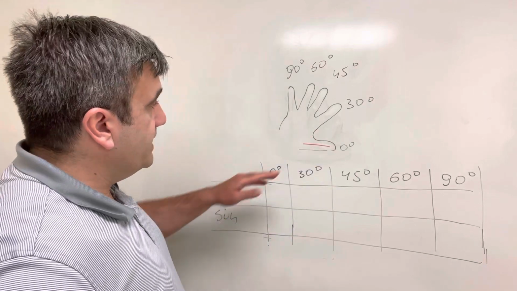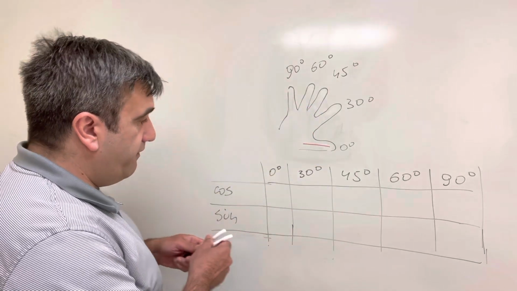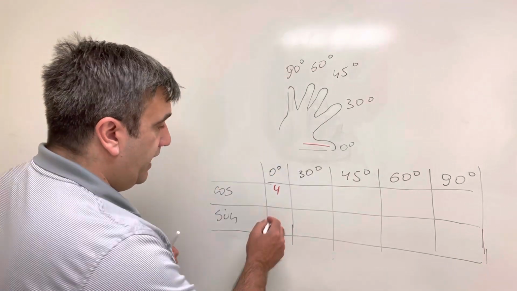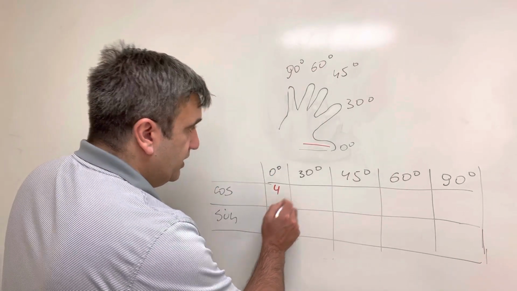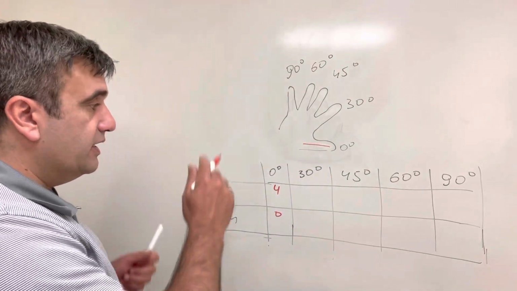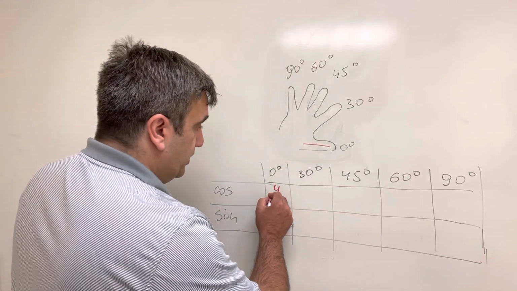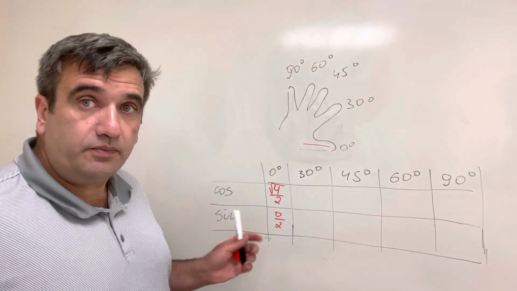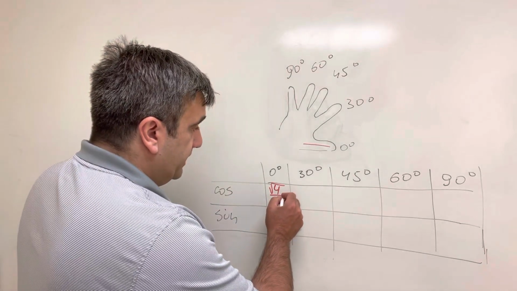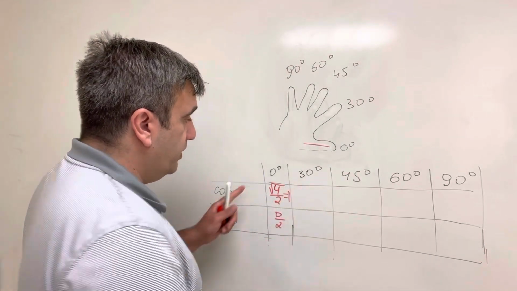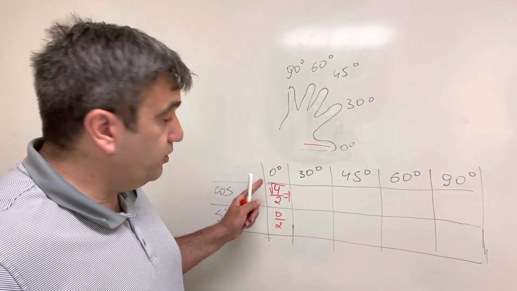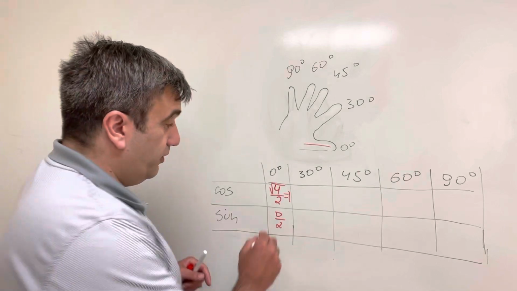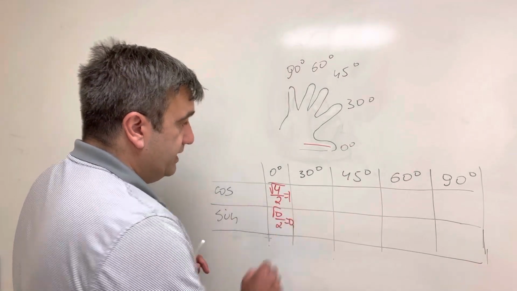So, cosine: how many fingers do we have? We have 4 fingers. And for sine, we have 0 fingers below, nothing. So what we need to do is take the square root and divide by 2. And what do we get here? We get 1, because the square root of 4 is 2, and 2 divided by 2 is 1. And here, the square root of 0 is 0, divided by 2 is 0.